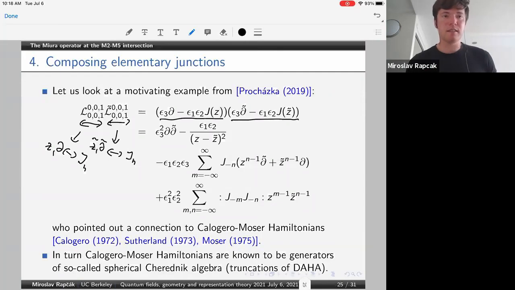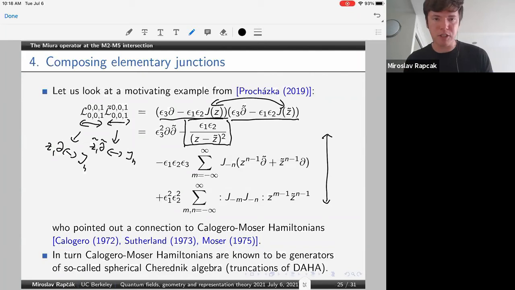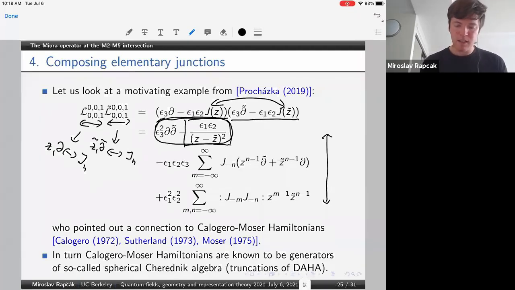Again, I can use an analogous construction by taking the normal ordered product, expressing everything in terms of normally ordered expressions on the vertex operator algebra side. One gets the following expression, where from the normal ordering of these z, z tilde terms, one picks up some extra contribution given by the following function. And it turns out, as pointed out by Tomáš Procházka, that this combination looks very similar to the Calogero-Moser Hamiltonian. In turn, the Calogero-Moser Hamiltonians are known to be generators of the so-called spherical Cherednik algebra in the Dunkl realization.